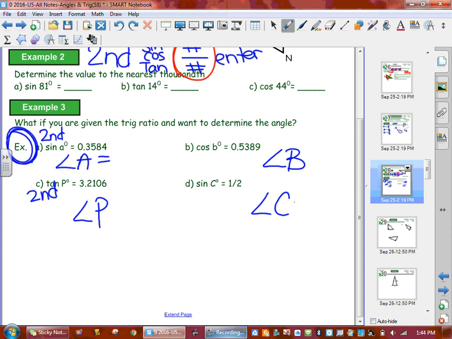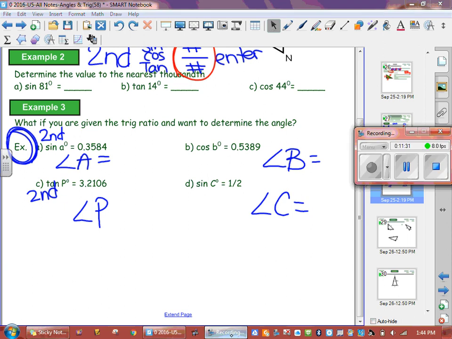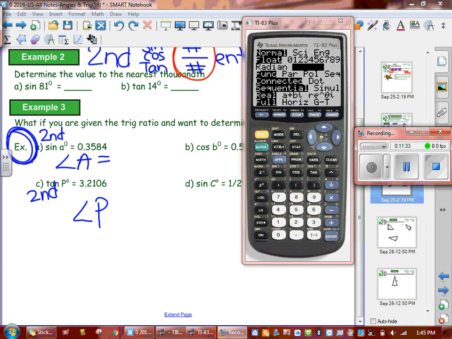Okay? Now, one thing you have to remember is your calculator must be in degree mode. So hit your mode button and make sure it's in degree. So just a reminder, you must be in degree mode. Okay, so now we can type in our numbers.